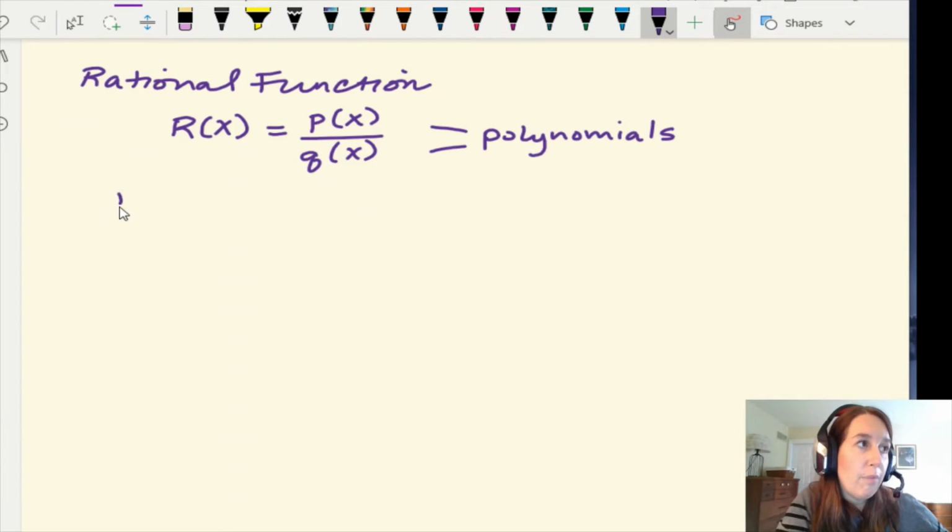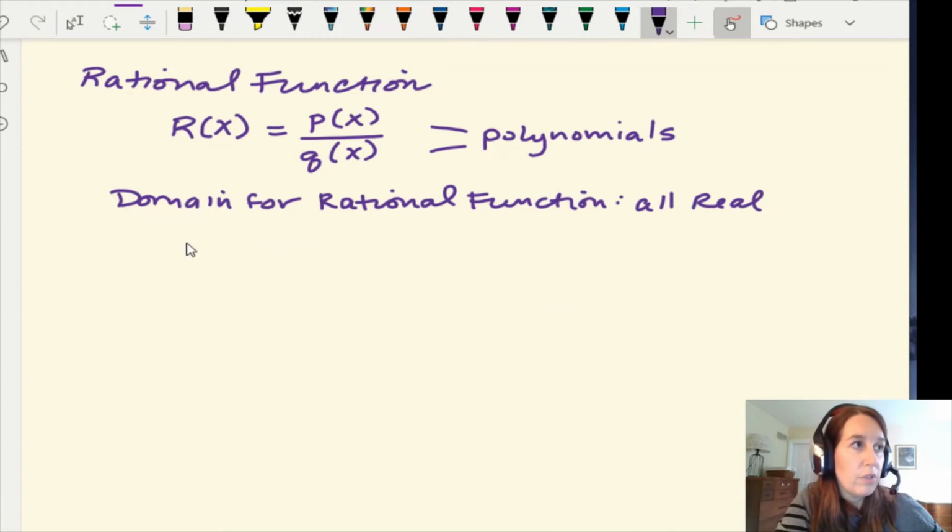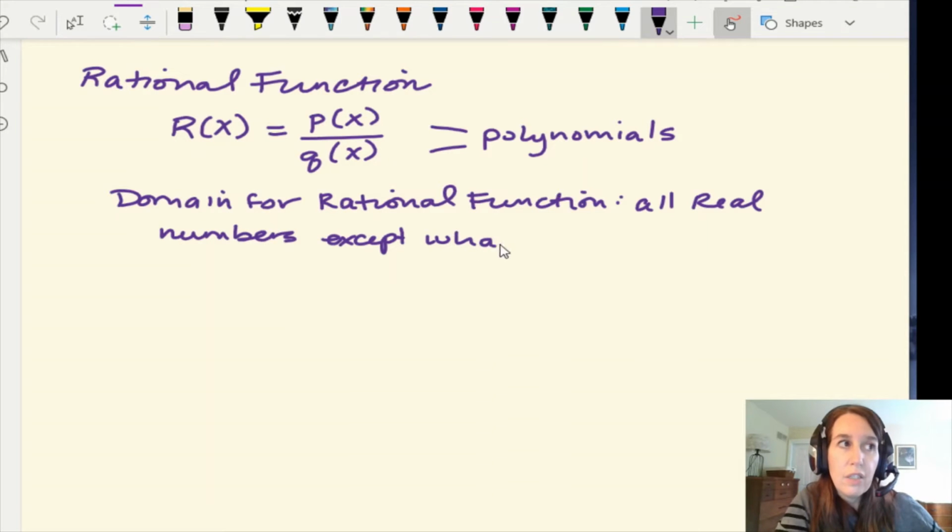And the domain for any rational function is all real numbers except what makes the denominator 0.